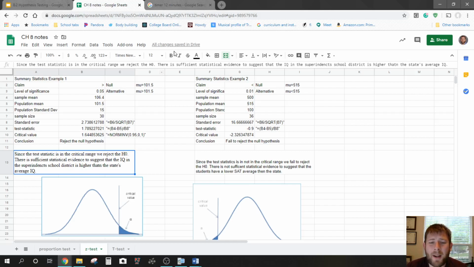Now, please keep in mind that just because we've rejected, the big word here is suggest. We are just suggesting based off this one sample. One test does not mean anything. It just gives us a suggestion that it's possibly true. The only way to truly tell whether this is an accurate statement or not is by repeating this test over and over again with another randomized population.